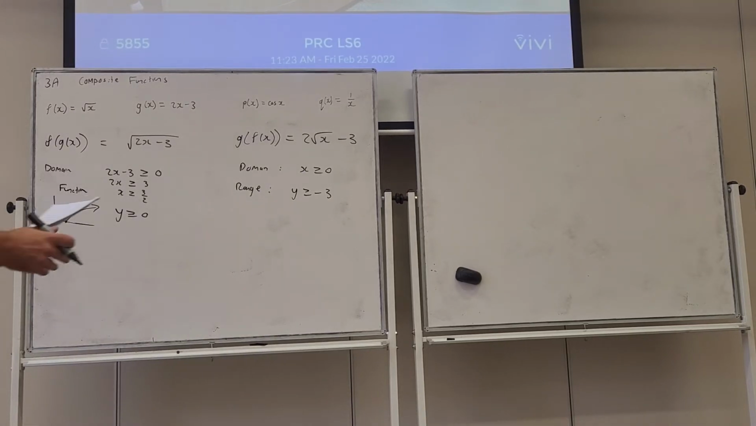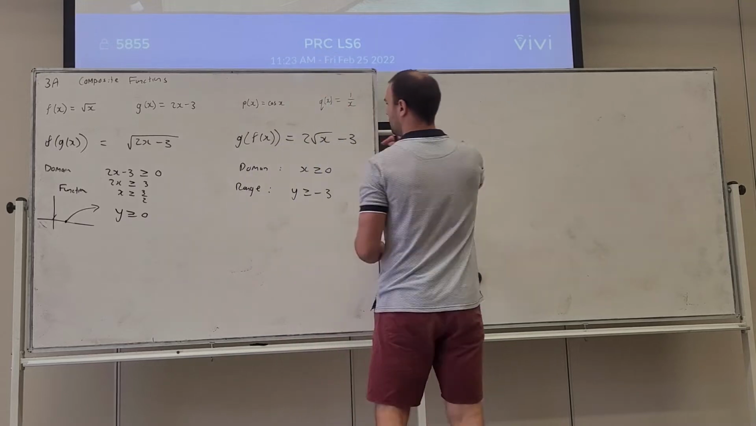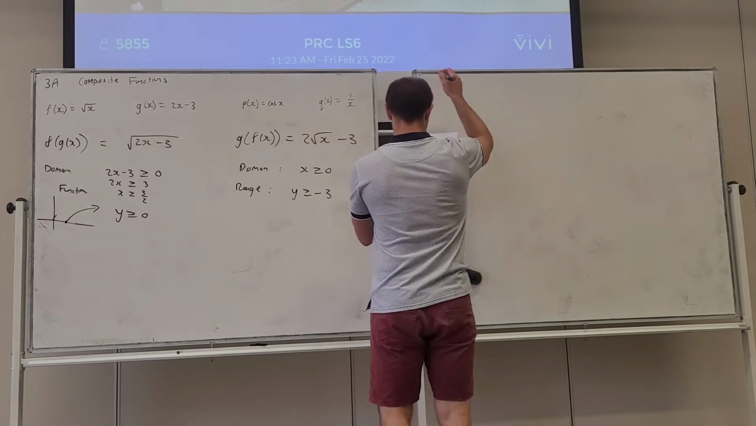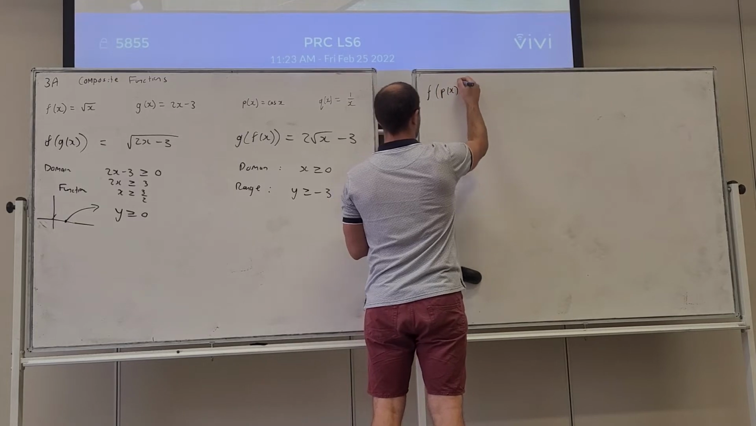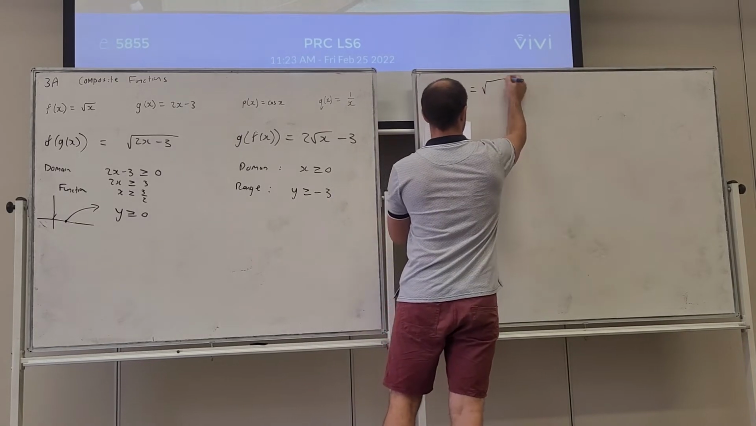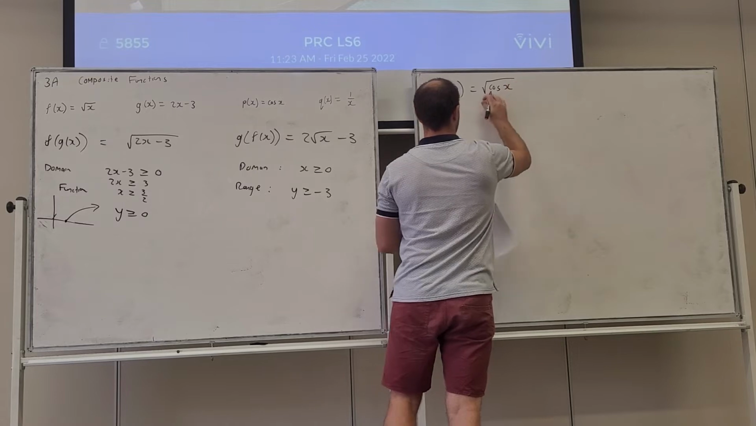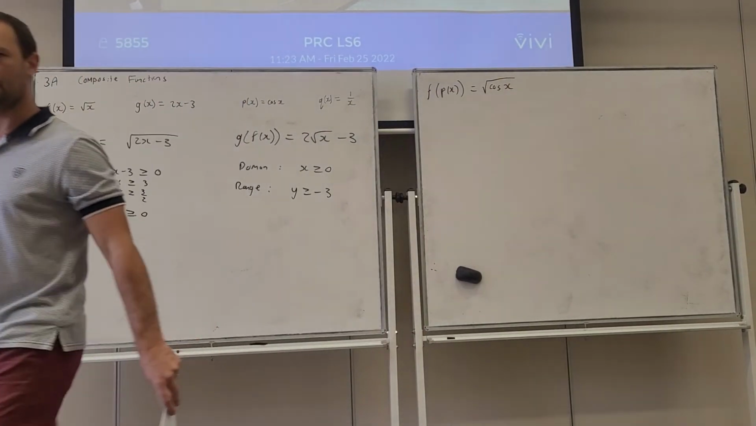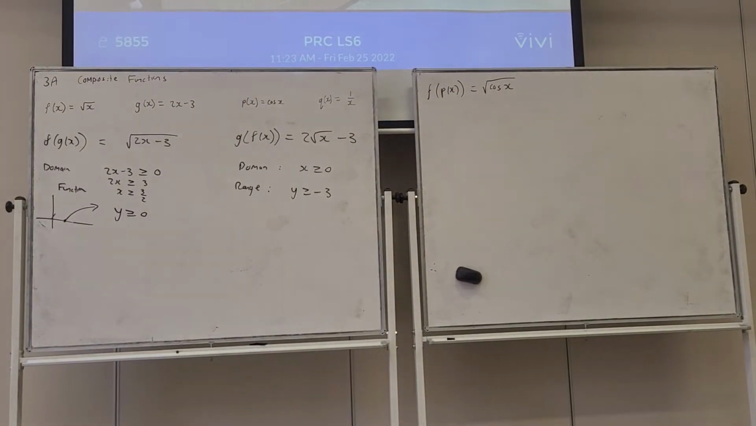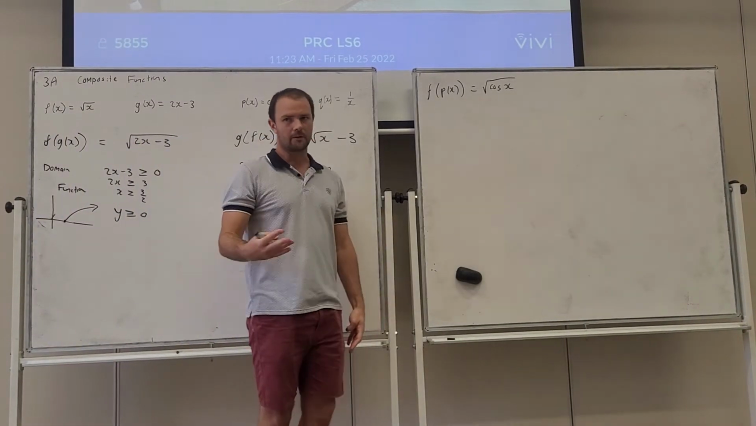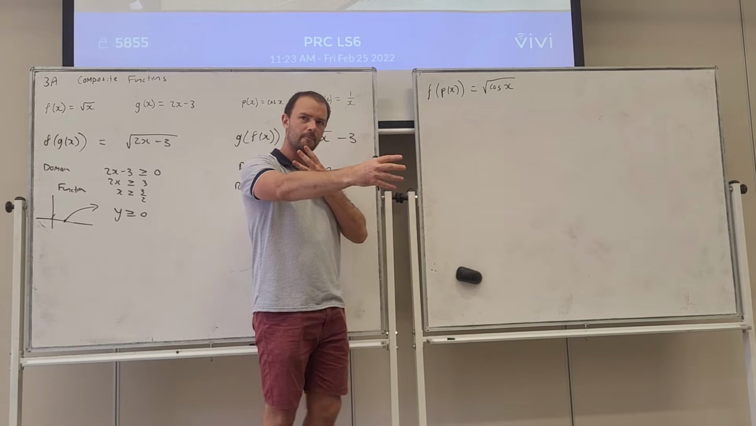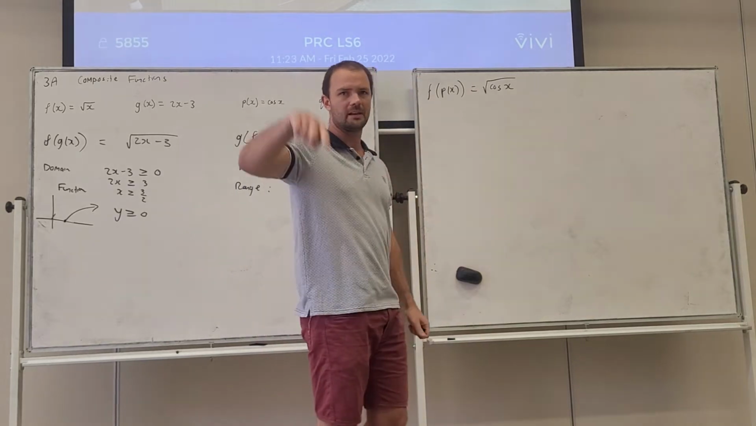Okay, C requires a bit of thinking. We've got p of x is cos x, and it says find f of p of x. So that's going to be the square root of cos x, and state its domain and range. So a cos x function is a periodic function. That means it goes on forever, but it also fluctuates. It has positive and negative values.